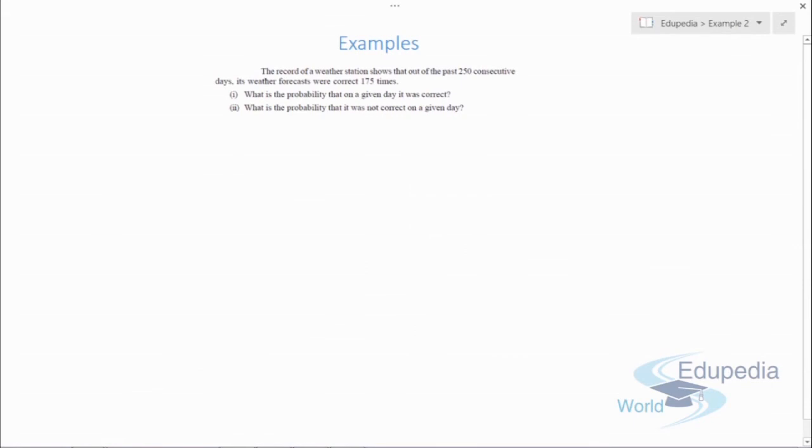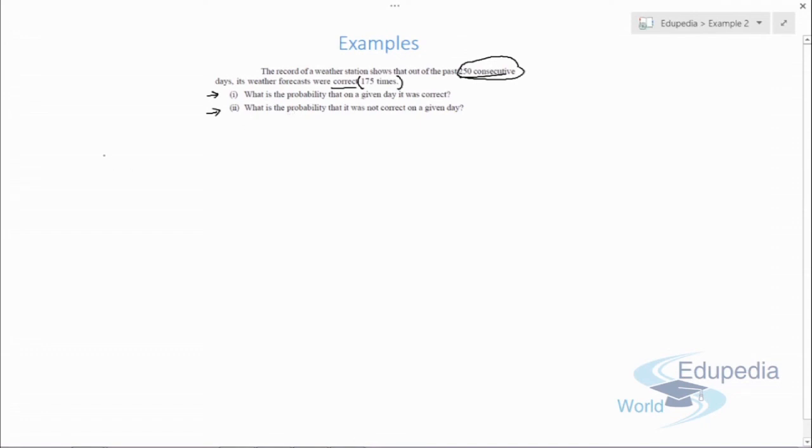The question says that the record of a weather station shows that out of the past 250 consecutive days, its weather forecasts were correct 175 times. The question is trying to say that they analyzed 250 consecutive days of weather forecasts, and 175 times the forecast was correct, right? We can call this the system's efficiency, but this is the data given. The first question asks the probability that on a given day the forecast was correct, and the second asks the probability that it was not correct on a given day.